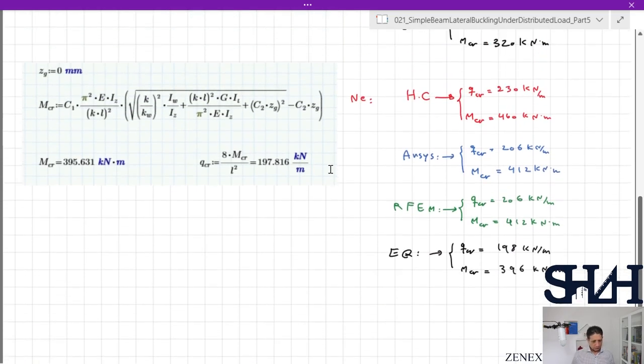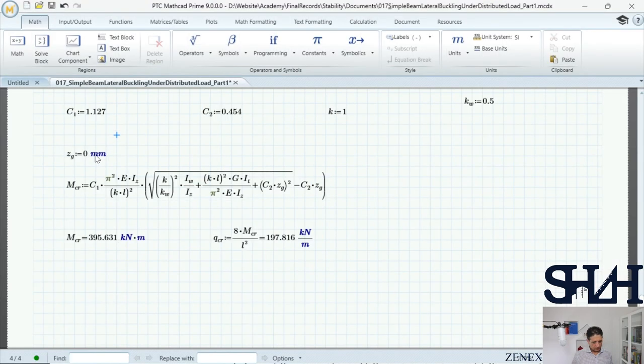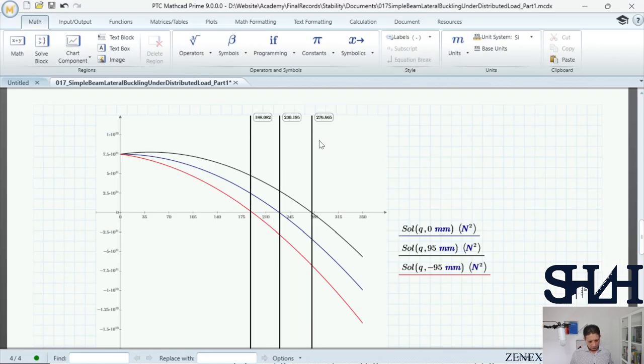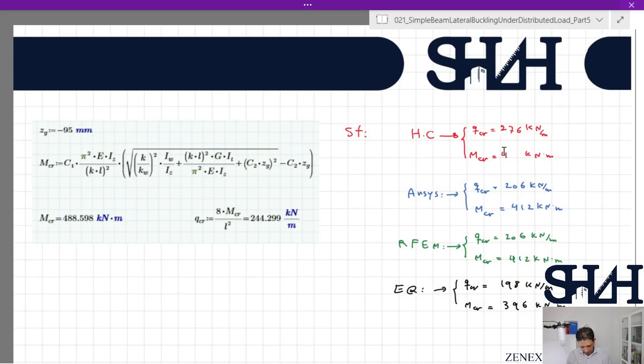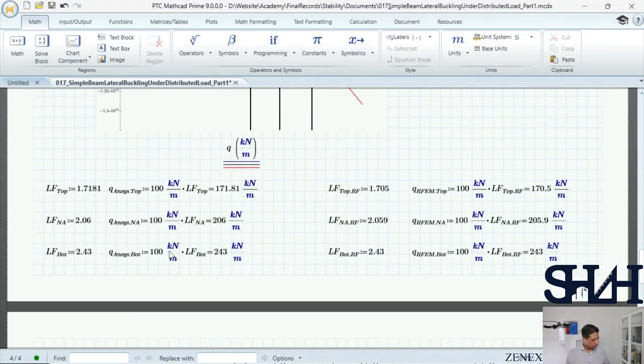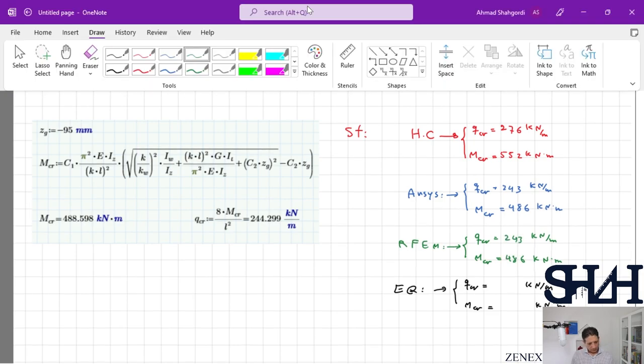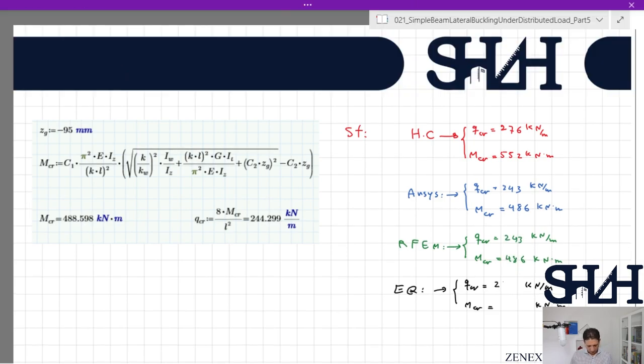And also for a stabilizing case, we need to change this to minus 95 millimeter. For a stabilizing condition, Q critical in hand calculation was 276, resulting in 552. And with ANSYS, it was 243. The same for RFEM. And here also, we can see that it's 244, which is 488 kilonewton meter.